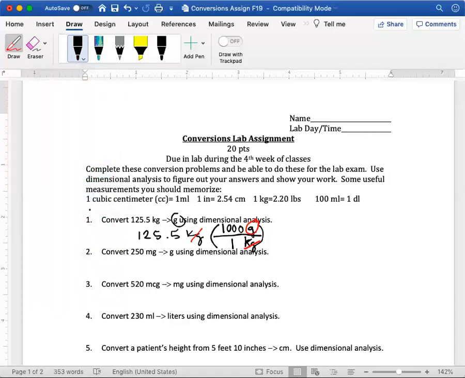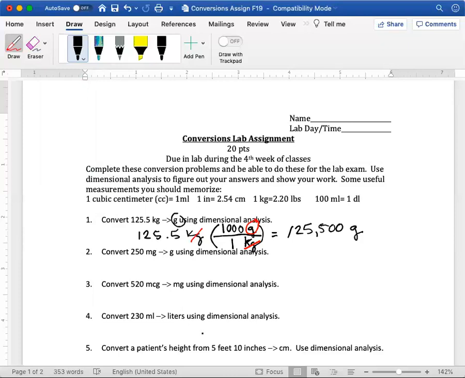125.5 times 1,000 gives us what? 125,500. Because we're multiplying by 1,000, we're moving the decimal 1, 2, 3 places. So it becomes 125,500 grams.